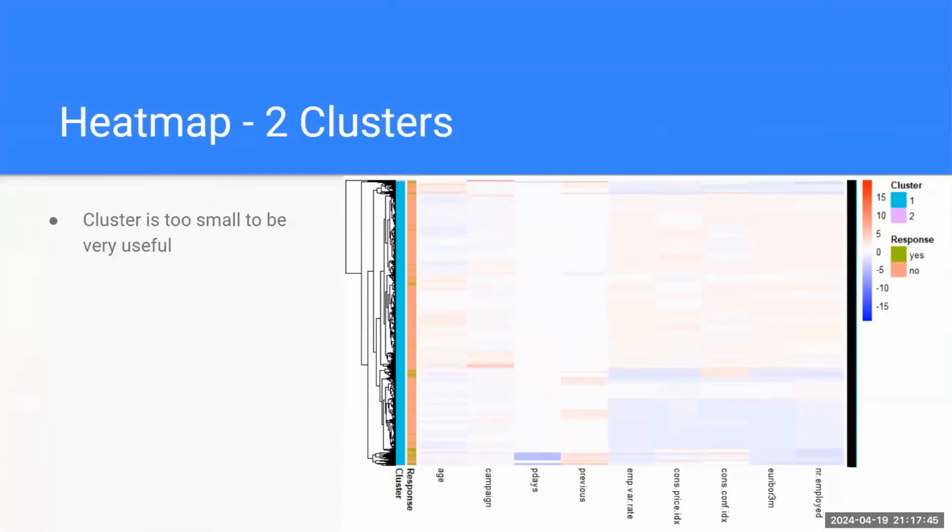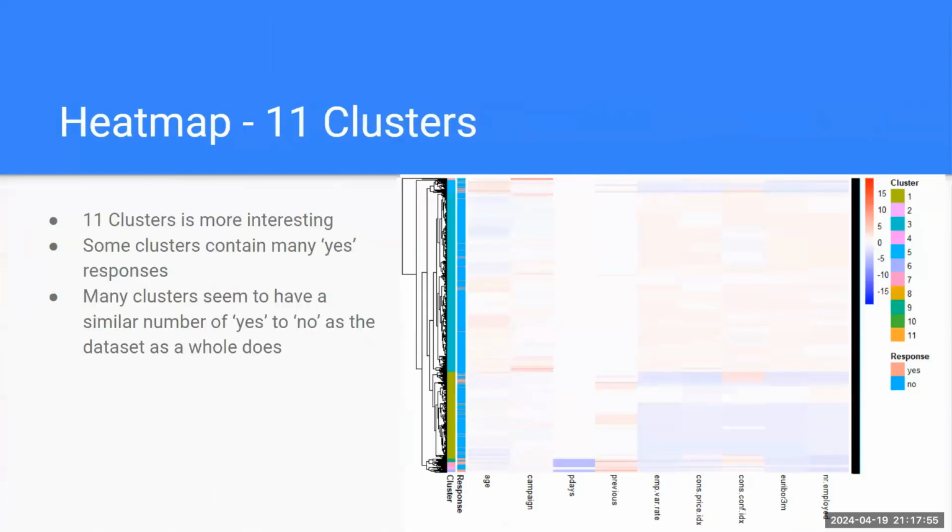Looking at the heat map for 2 clusters, we can see that there's one giant cluster with most of the data and one tiny cluster. So this wasn't very useful. For the 11 clusters, the sizes of the clusters were a lot more variable. So this was a little bit better.